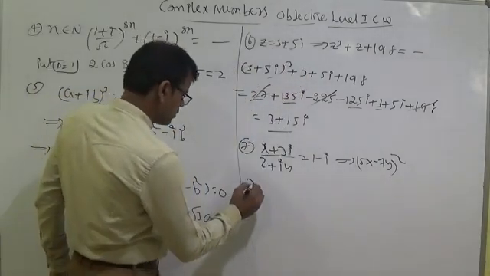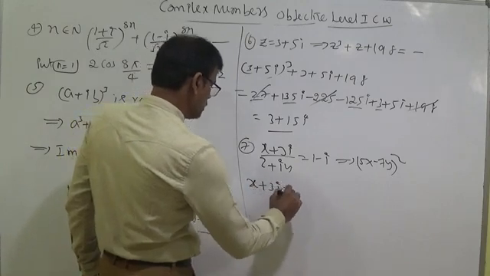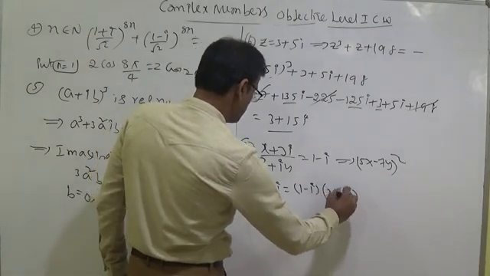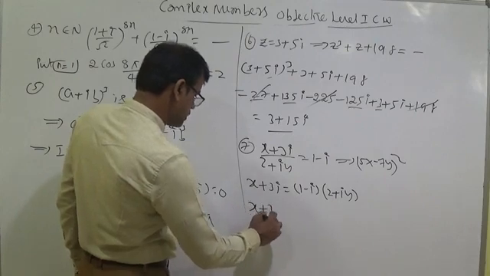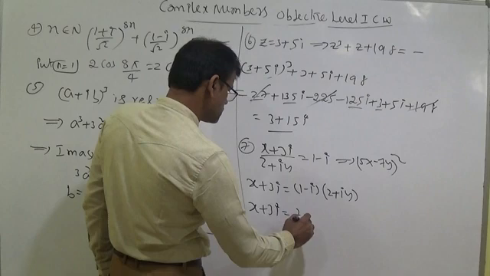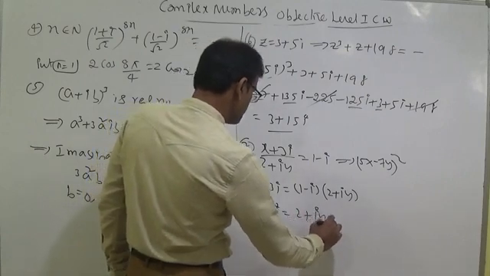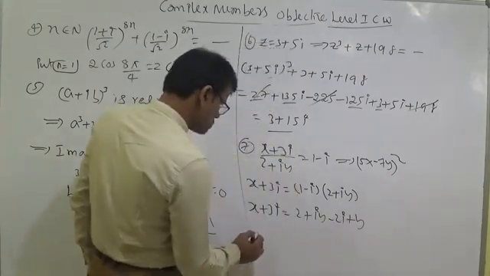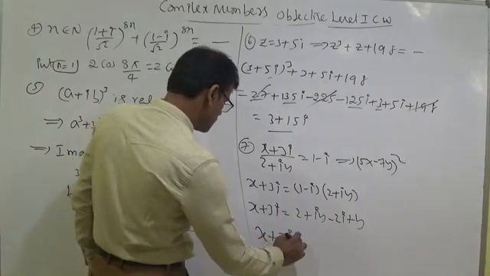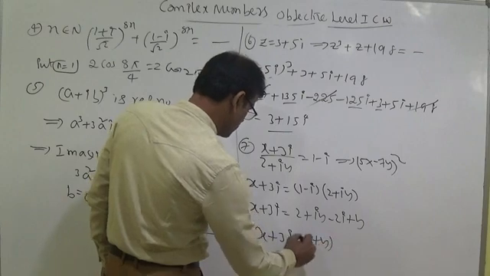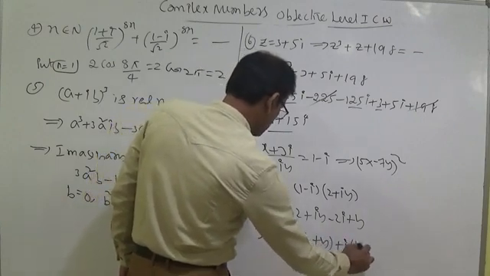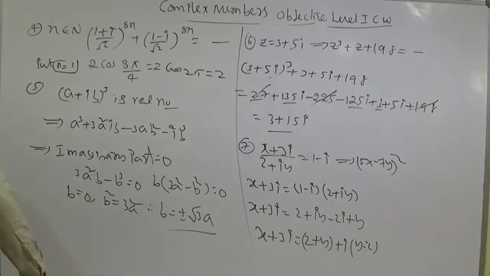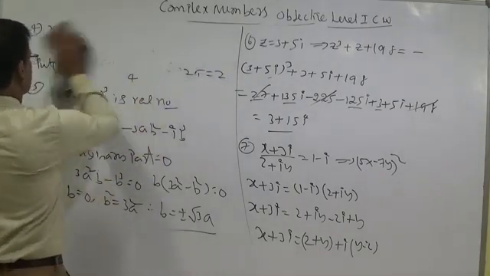X plus 3i is equal to, cross multiplication, the value (1 minus i) into (2 plus i) y. X plus 3i is equal to, multiply here, this is 2 plus this is iy, minus this is 2i, this is minus i square, it becomes plus y. So write like this: x plus 3i is equal to 2 plus y plus i taken common here, you can write y minus 2 within the brackets. Now we got x plus 3i is equal to 2 plus y plus i into (y minus 2).